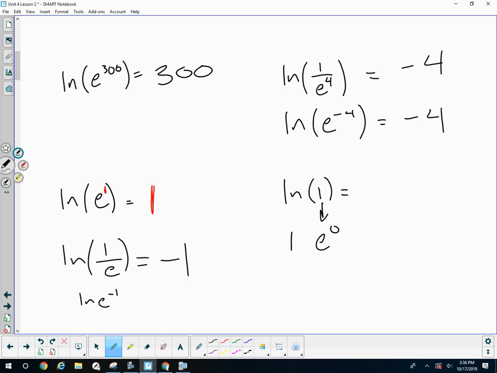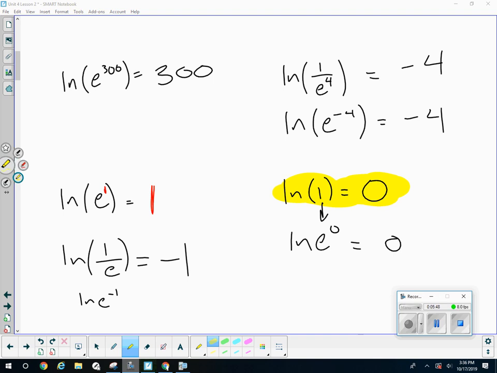So if I ask you what's the log of e to the 0, you guys all would have said 0. Once I switch it to the log of 1, you're like, I don't know. But you need to know this. This needs to be known. We'll do a couple problems where you will be using that fact.